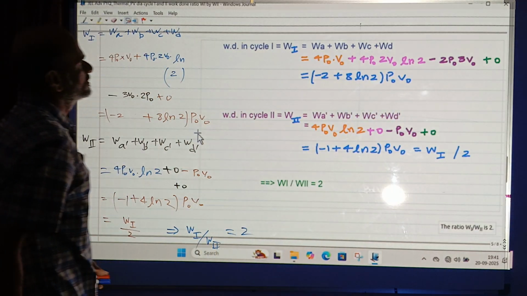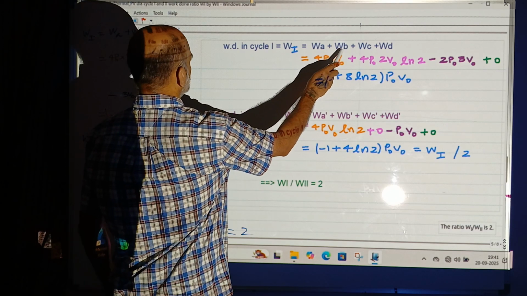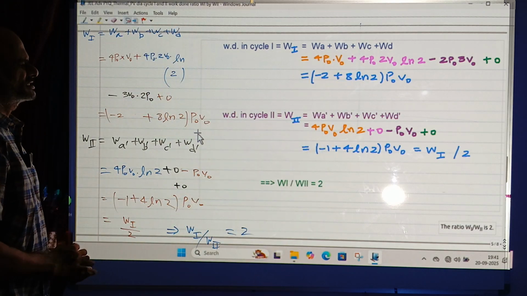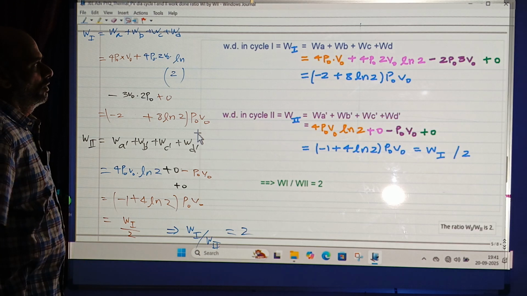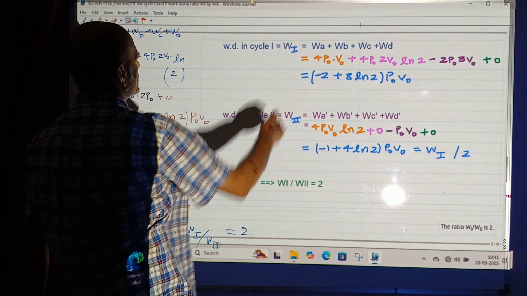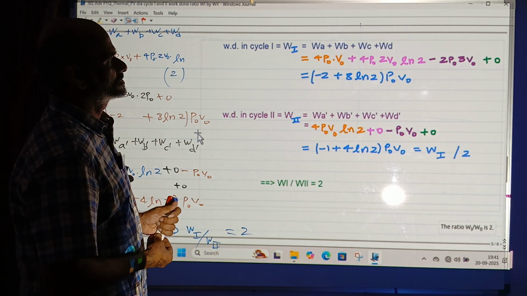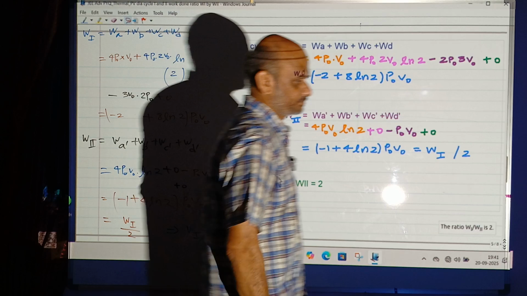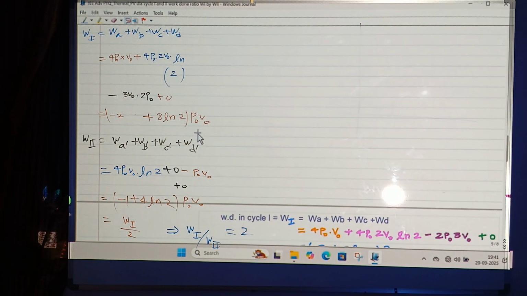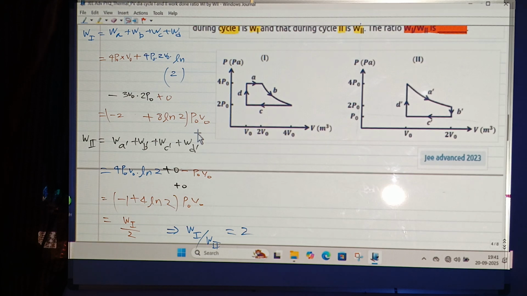So this is what I explained here. Work done in cycle 1 is work done in the processes A plus work done in process B plus C plus D, because work done in a cycle is the sum of work done in all the paths that form the cycle. So work done in process A, area under the curve, is a rectangle, and work done in process B is also a rectangle. Sorry, B is an isothermal process.